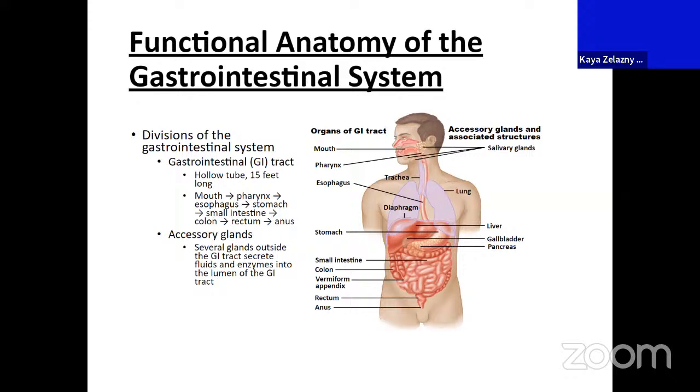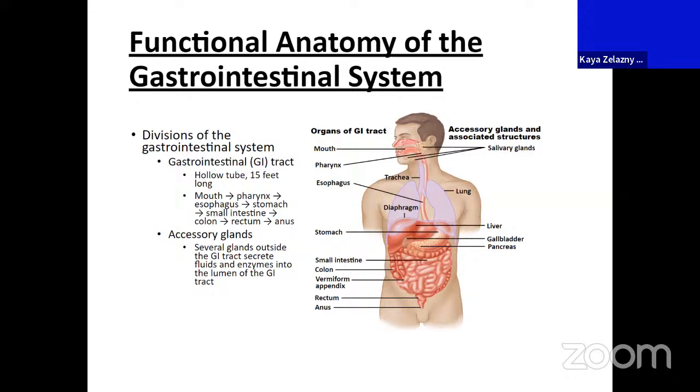As we flow through this tube, we're going to have accessory glands, so extra glands, neighboring a bunch of the different parts of this GI tract that are going to be secreting enzymes and other fluids. And when we say other fluids, one of the other things that we're going to pay particular attention to is bicarbonate. We'll have some salts, right? But we're going to have to do some buffering action here in the GI tract as well.